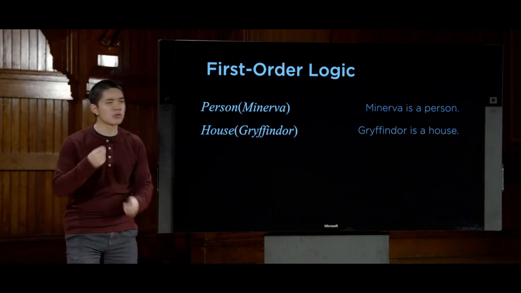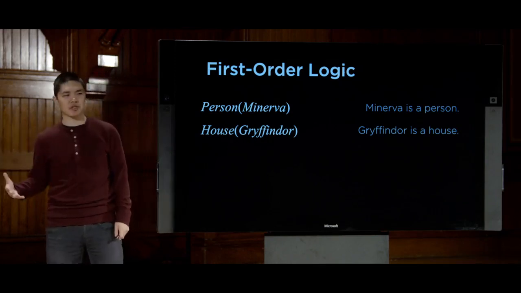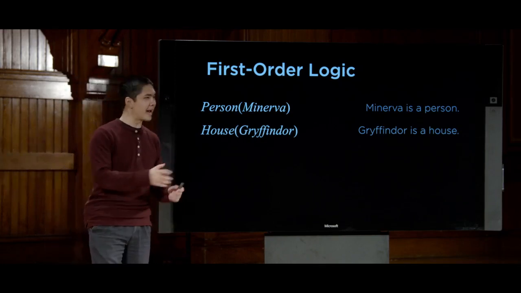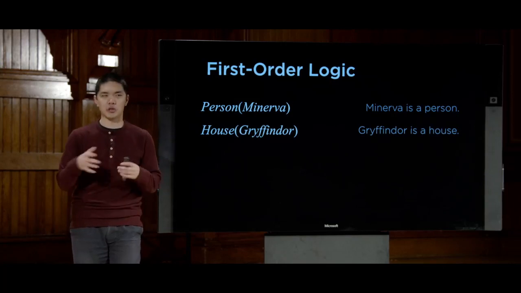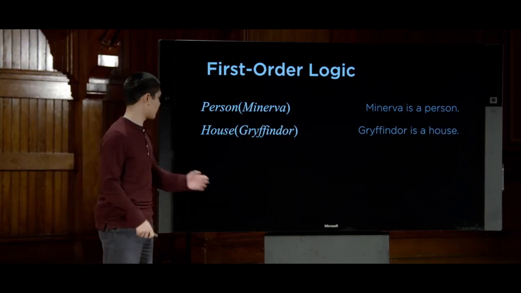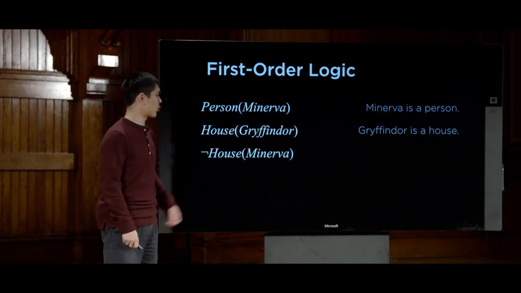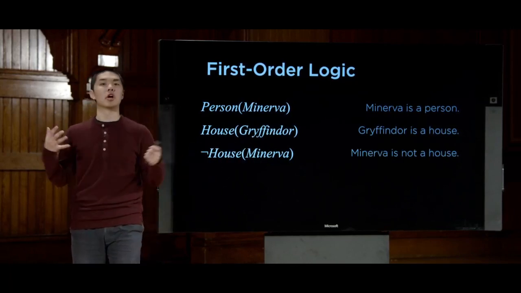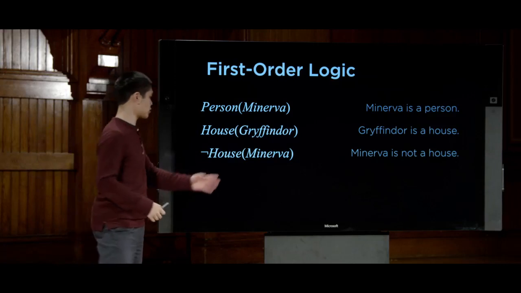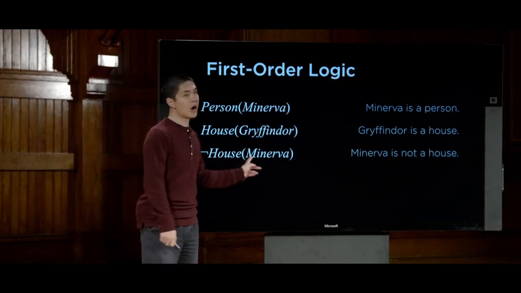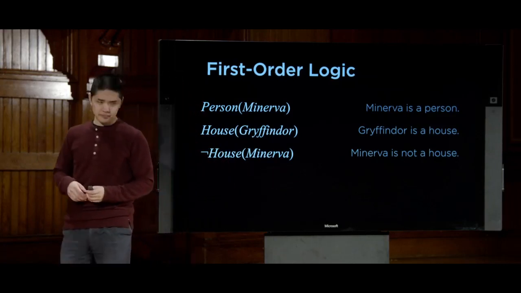And all of the same logical connectives that we saw in propositional logic, those are going to work here too. So and, or, implication, biconditional, not. In fact, I can use not to say something like not house Minerva. And this sentence in first order logic means something like Minerva is not a house. It is not true that the house property applies to Minerva.